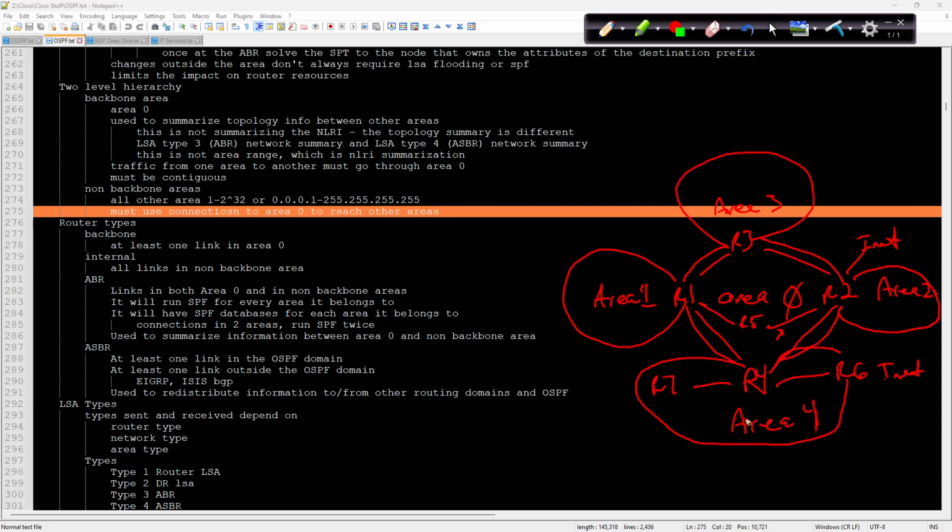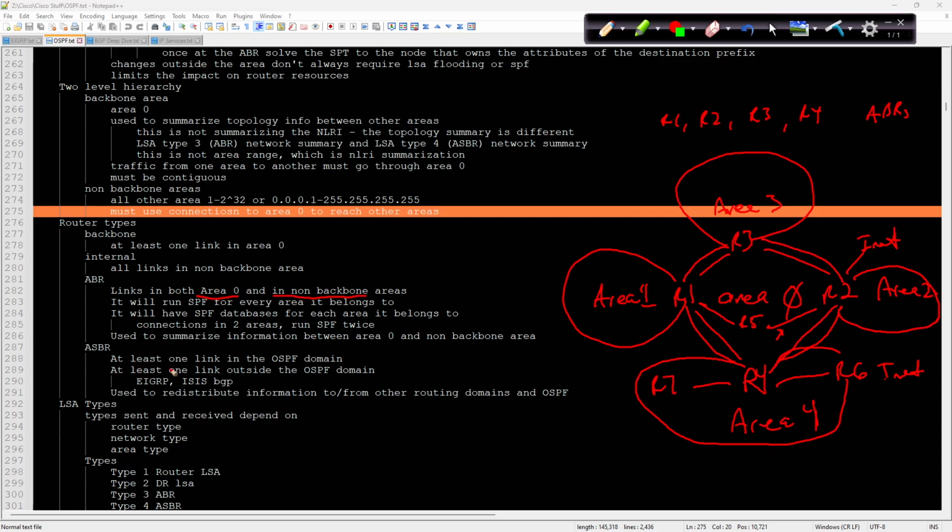An ABR has links in both area 0 and in a non-backbone area. We will run SPF for every area that it belongs to. It will have SPF databases for each area it belongs to. Connections in 2 areas run SPF twice. And it's used to summarize information between area 0 and non-backbone area. So that means that R1, R2, R3, and R4 are ABRs. Okay?